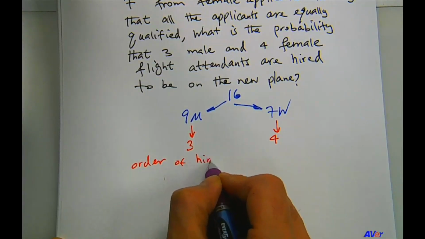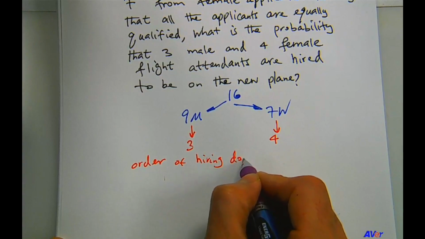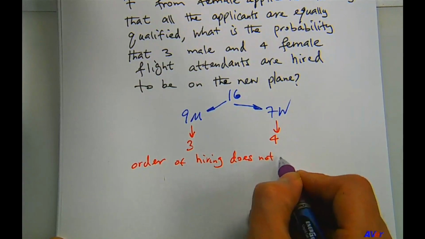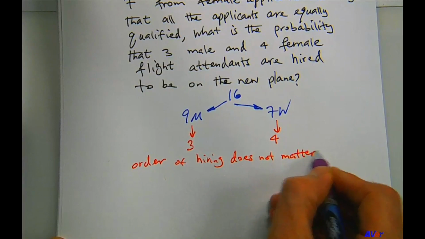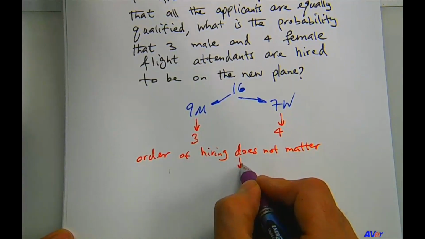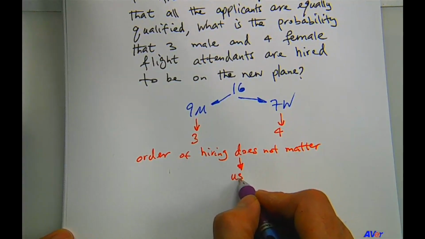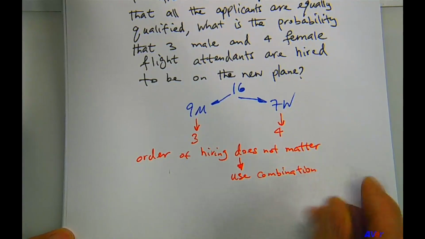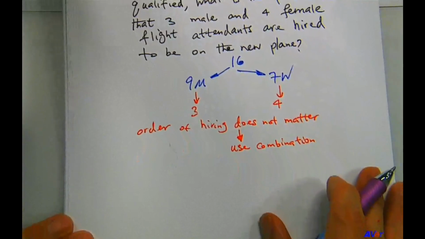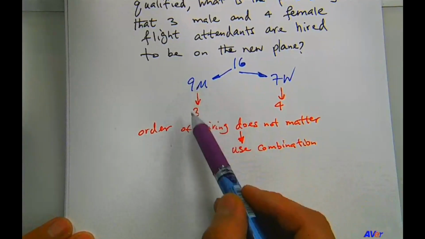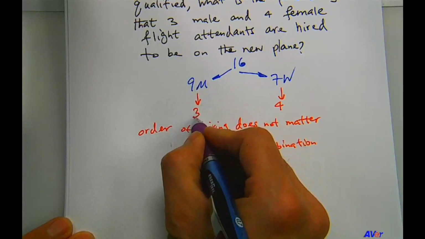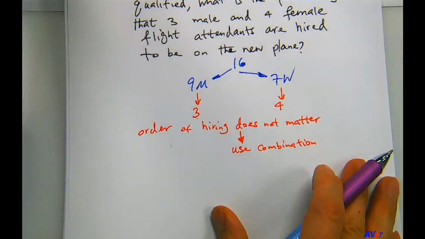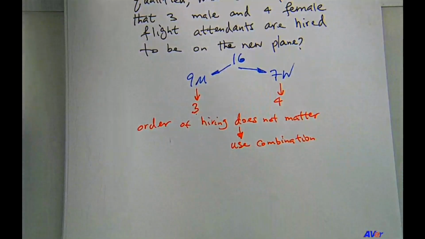Order of hiring does not matter, so that means use combination. Okay, so that would be 9 choose 3 and 7 choose 4.